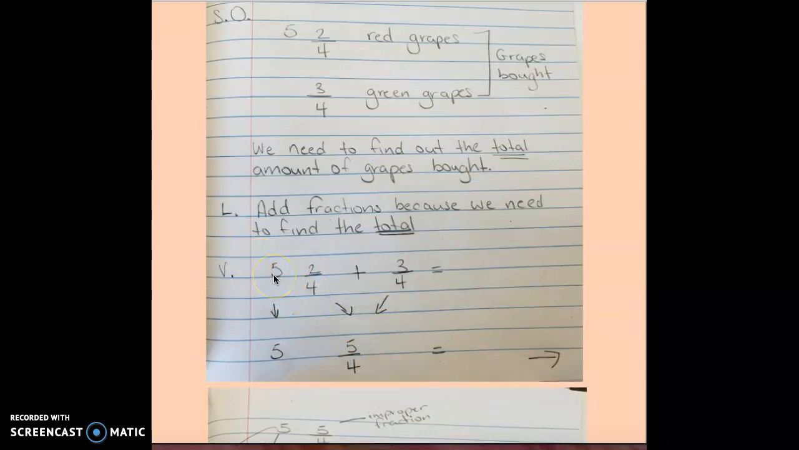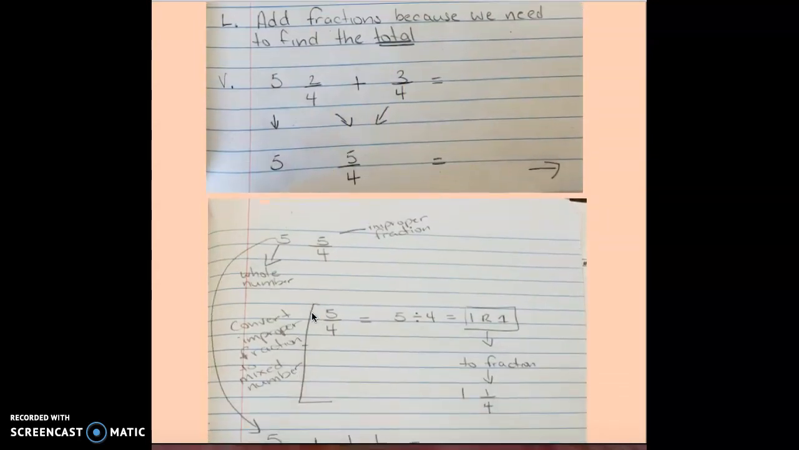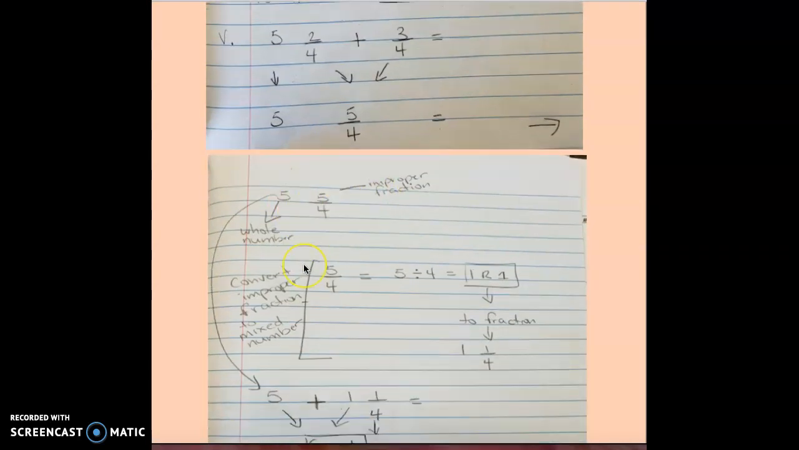So I have my 5 2/4 red grapes plus a 3/4. I know that I only have one whole number in this equation, in this expression. And so I brought down the 5. And then I need to add the two fractions. So I have 2/4 plus 3/4. And I know that when I'm adding fractions with the same denominator, I just add the numerator and I leave the denominator as is. So when I came to my sum, I have a whole number plus an improper fraction.